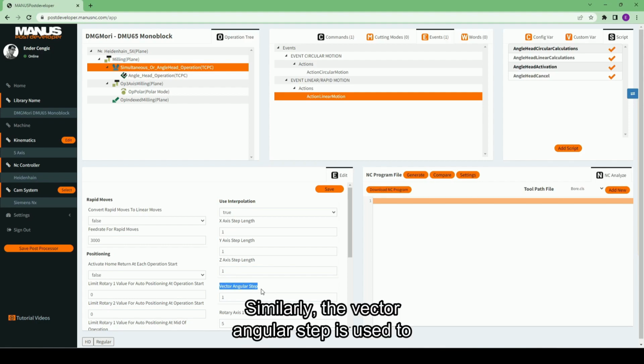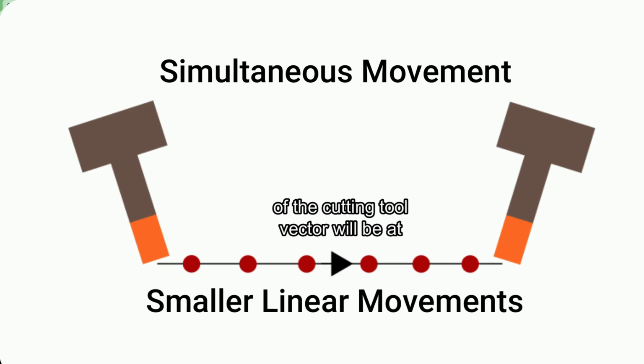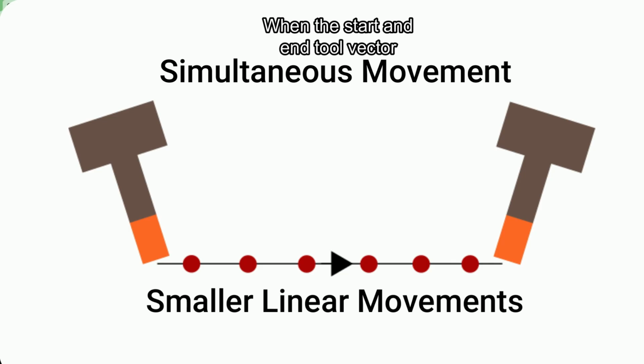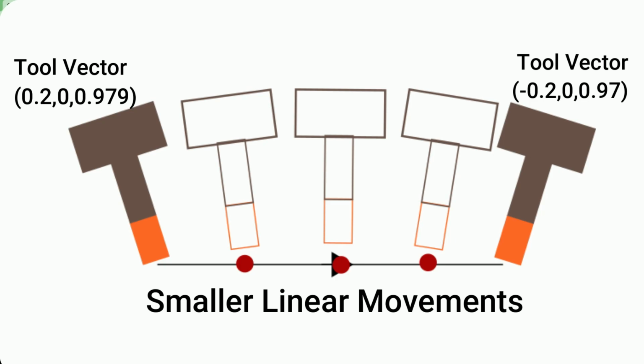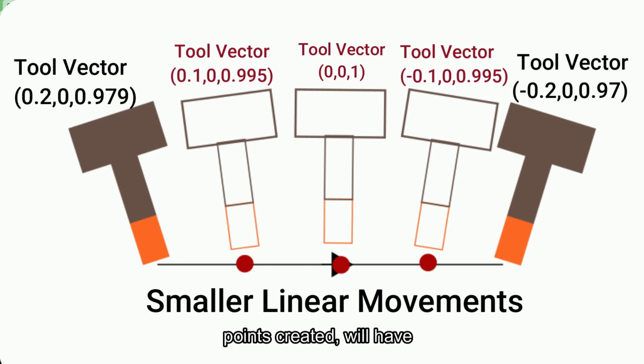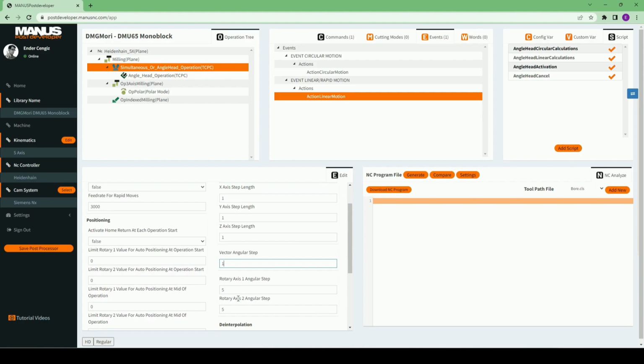Similarly, the vector angular step is used to define what the maximum angular change of the cutting tool vector will be at each interpolated intermediate point. This parameter is only active on simultaneous multi-axis movements. When the start and end tool vector is different in a multi-axis movement line, this angular step value will create intermediate points on the motion line. And each intermediate point created will have new tool vectors created between the start and end cutting tool vectors. How often intermediate points will be created is defined by this parameter.